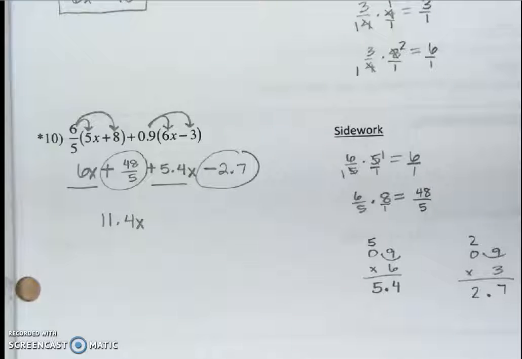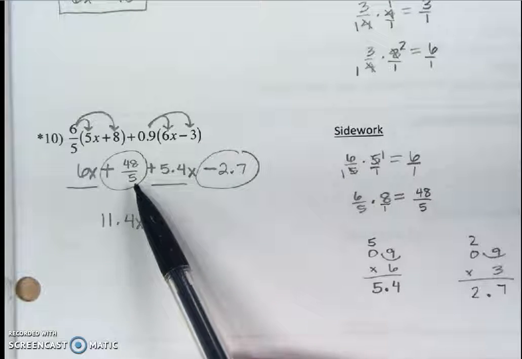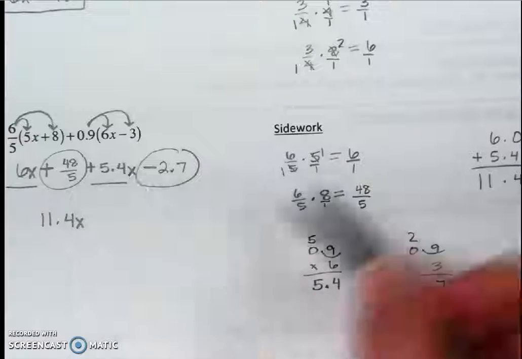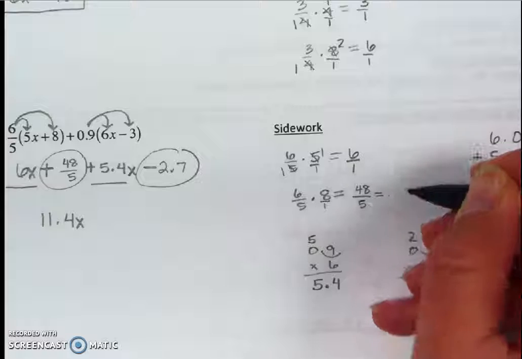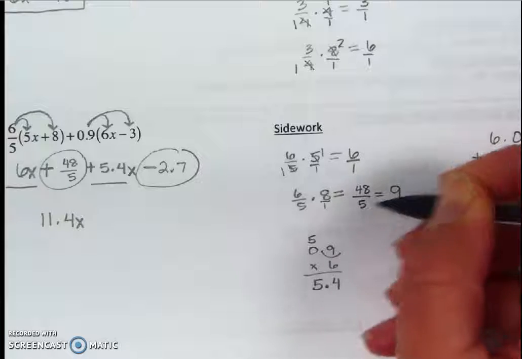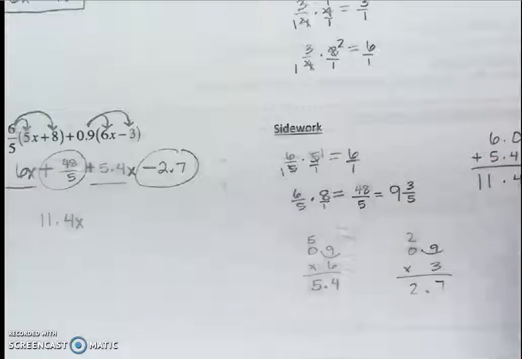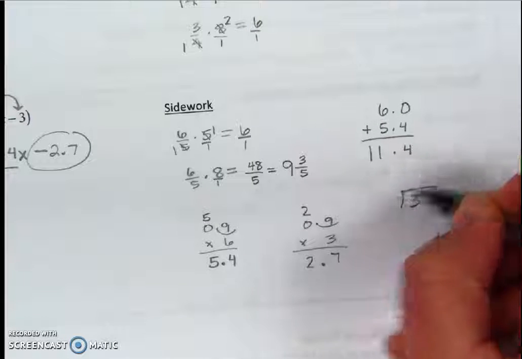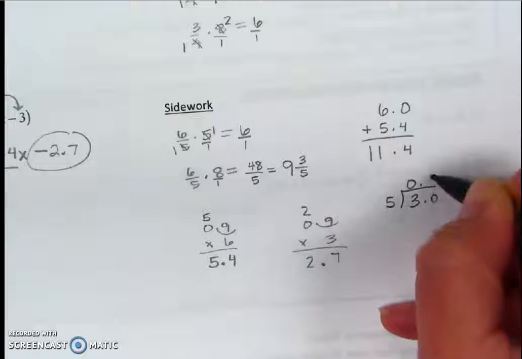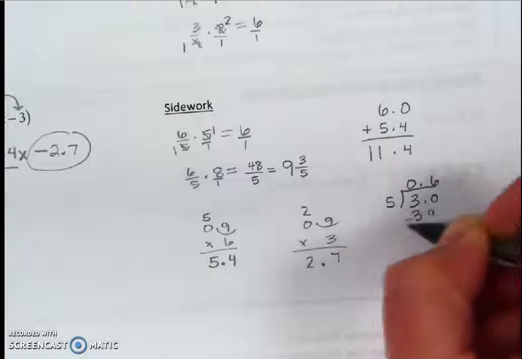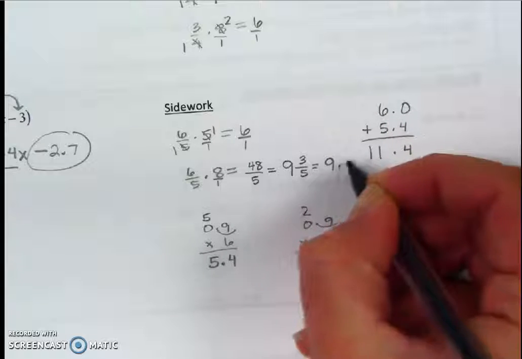My constants are a fraction and a decimal. And so I need to change one to the other. And so I'm going to change this fraction because I know fifths will come out nicely. So if I think about this, I can take out, let's see, 9 groups of 5 would give me 45. So I would just have 3/5 left over. 3 divided by 5 is going to give me 0.6. So that means this would be 9.6.